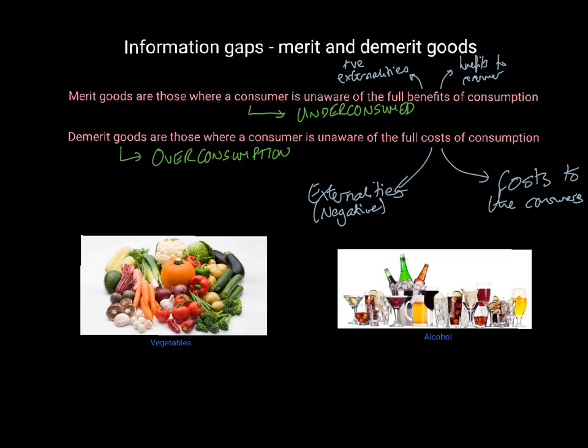So two examples we're going to look at, fairly classic economic ones really to consider, are vegetables and alcohol. So it should be fairly obvious to start with that the vegetables we are going to be looking at as a merit good, and the alcohol in this case is the demerit good. But let's just think a little bit more about what these costs and benefits are and why it is that these goods are merit and demerit.